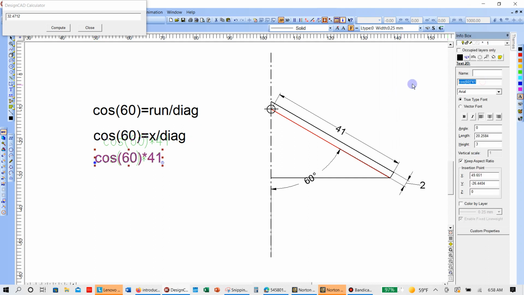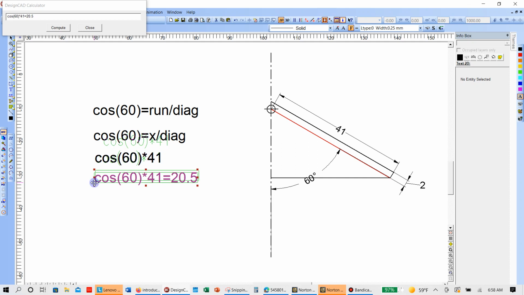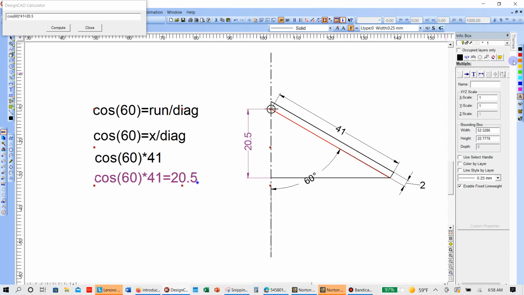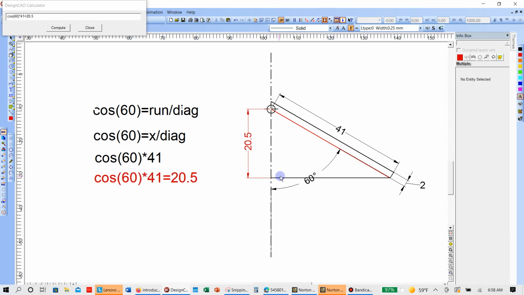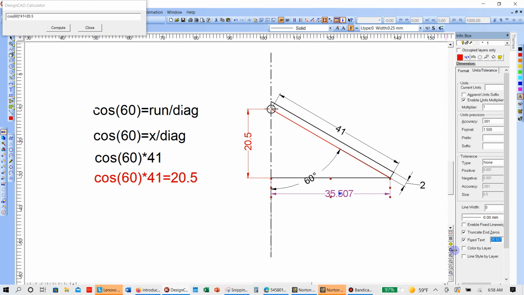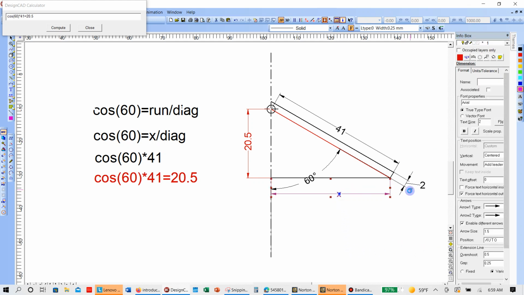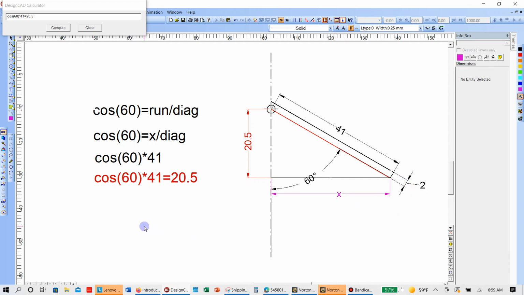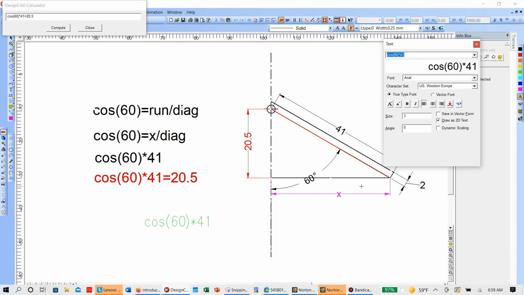All right, let's copy that, Control C, Control V, compute, equals, copy. And then we know this is 20.5, right? So we figured that out. This one and this one go together. And then under this one, we want to know this one. This one's X. And let's change that to purple. And we know that the opposite side, or the rise divided by the diagonal, is the sine. So the sine of 60 is equal to X divided by 41.